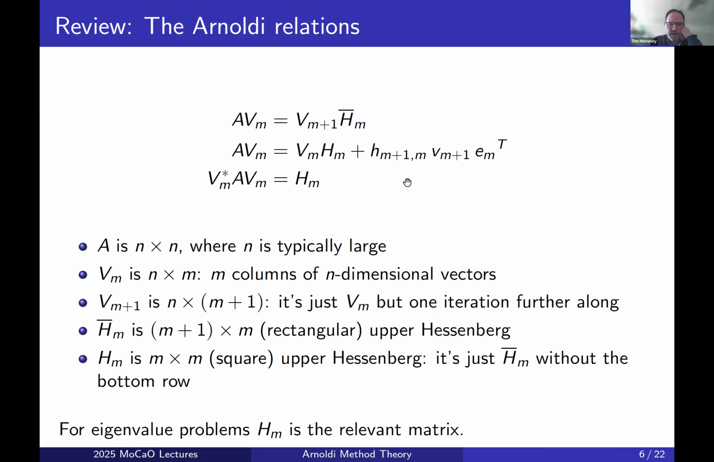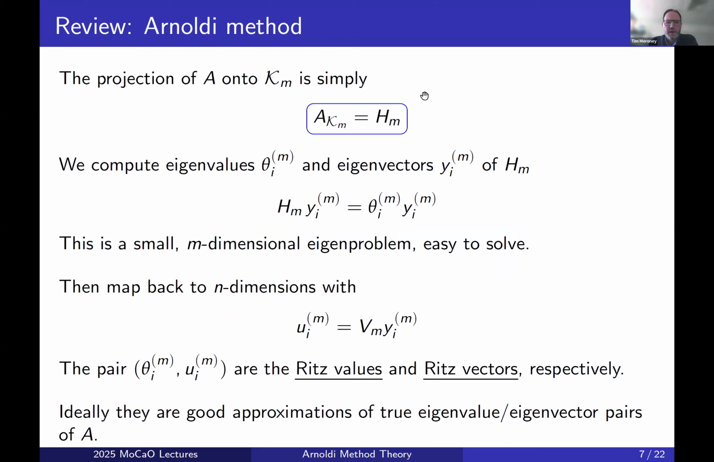Okay, so we did cover all of this. For us, in the eigenvalue problem, H_m is the matrix we care about. It's the square matrix that acts like A in our Krylov subspace. And so how you end up using it is you just find its eigenvalues and eigenvectors. This is a small-scale, m-dimensional problem. You can just solve that in a moment, and get a set of eigenvalues, theta, and a set of eigenvectors y of H_m.